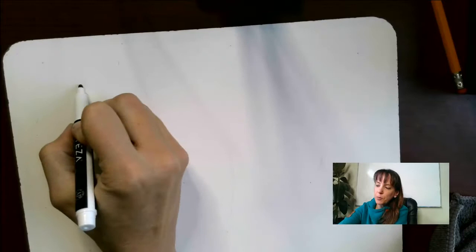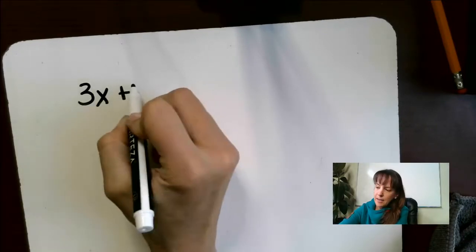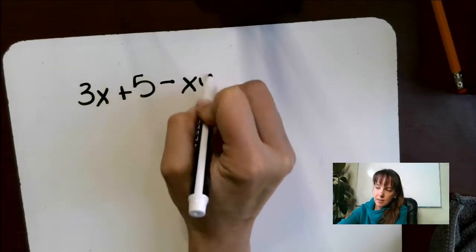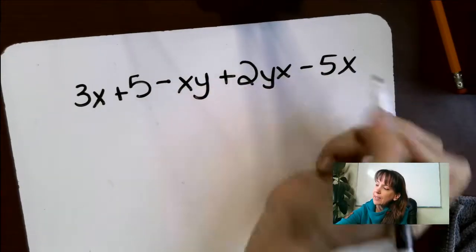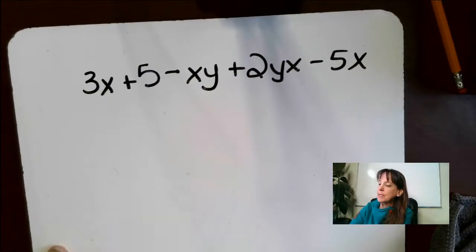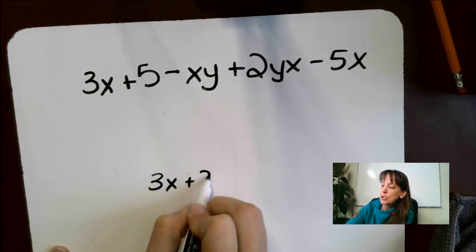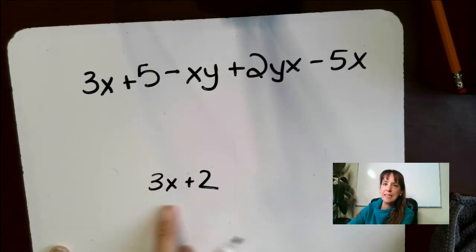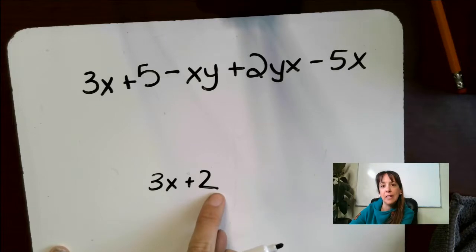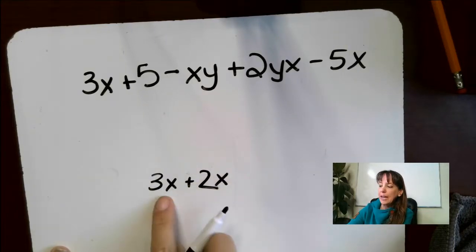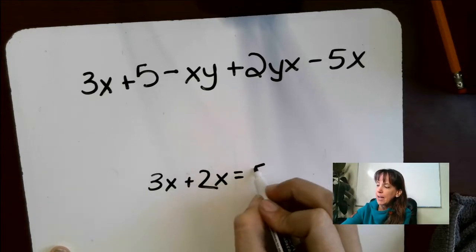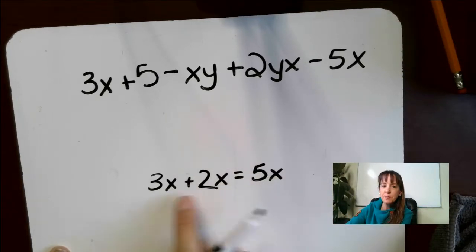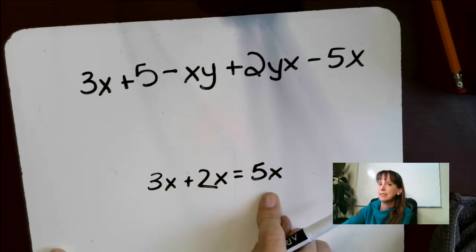We've got 3x plus 5 minus xy plus 2yx minus 5x. All right, I'm going to start by backing up and saying if I have 3x plus 2, I cannot combine these guys because this would have to have an x. If I have 3x plus 2x, those I can totally combine. I just add 3 plus 2 and I get 5x. So I have 3 x's plus 2 more x's gives me 5 x's.